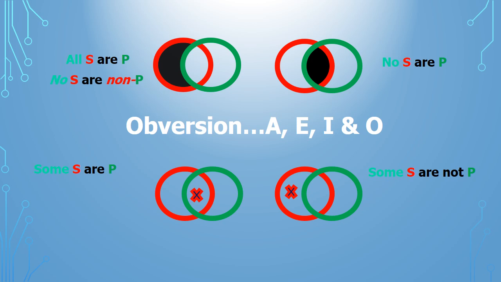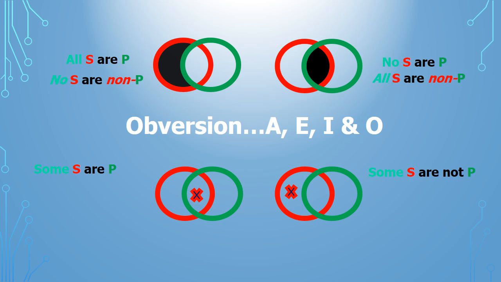Let's go over and take a look at the E sentence. No S are P. We're going to change that to an A-style sentence, all S are P, but then change the predicate to its complement. So all the S are non-P. And again, when you look at that graph, it makes perfect sense. All the S in this particular case are kept away from the green, being in the green circle.